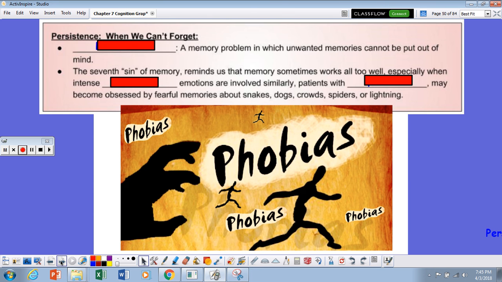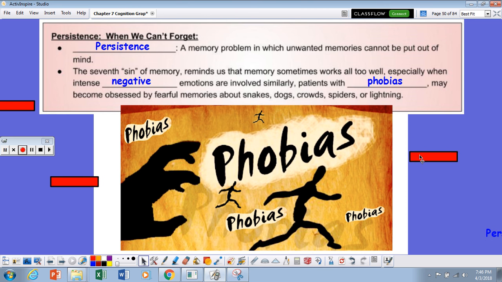Persistence, when we can't forget. Persistence is a memory problem in which unwanted memories cannot be put out of the mind. The seventh sin of memory reminds us that memory sometimes works too well, especially when intense negative emotions are involved. Similarly, patients with phobias may become obsessed by fearful memories about snakes and dogs and crowds and so on.